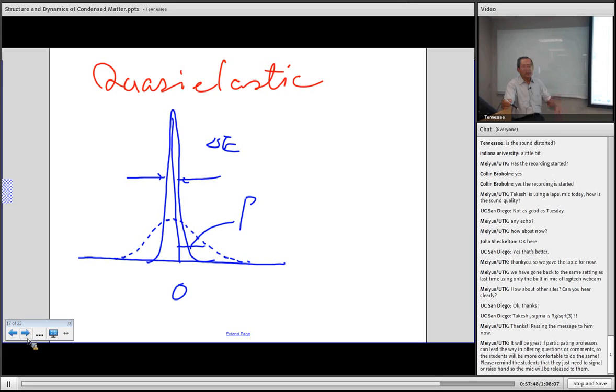This also happens near a phase transition. In a second order phase transition, the fluctuation becomes slower and slower. Right? As you go close to the critical point, what happens is the so-called critical slowing down. The excitation becomes slower and slower, and you start to see this quasi-elastic scattering.